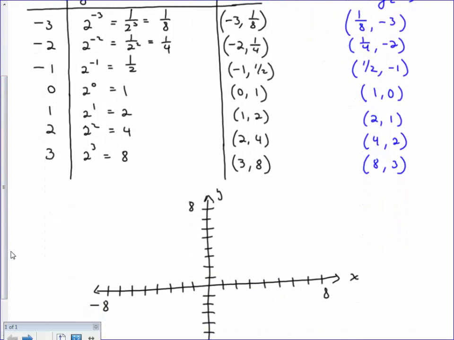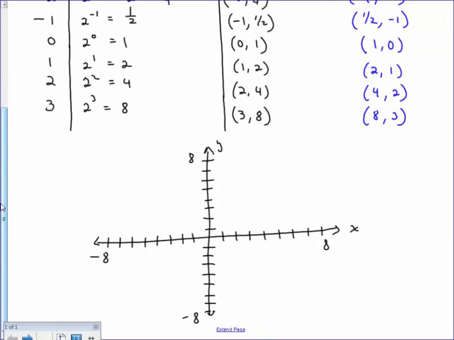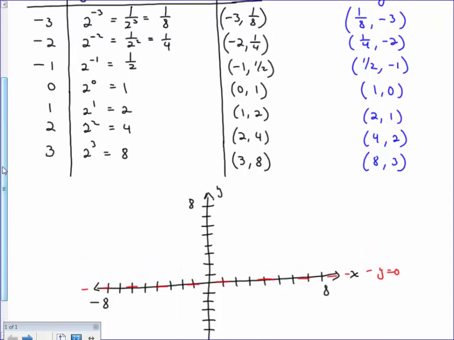From here they want us to graph these two functions, and I'd like you to do it on the same set of axes. First of all, for the exponential function, we know that it has a horizontal asymptote along the x-axis. So I'll sketch that in. That's the line y equals 0. Then I can plot the ordered pairs that I have from above. Some of these I just have to do the best that I can. Let's do these in red.